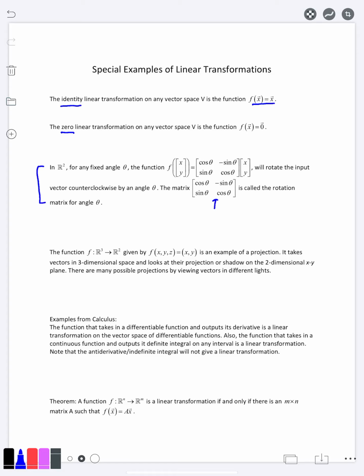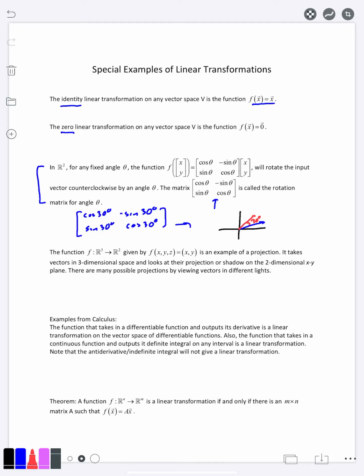So again, if you were to plug in, say, 30 degrees here, and if you know all your trig values, you could work out what those numbers are. But if you did that and you drew your picture, and you started with one vector here, then you apply your linear transformation, the output vector would just be the same length, but 30 degrees different in the angle.